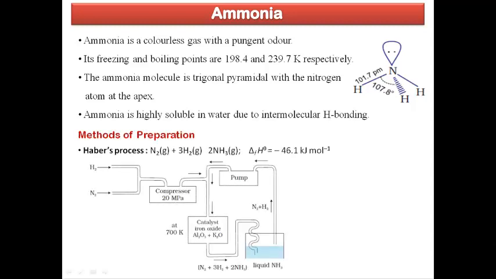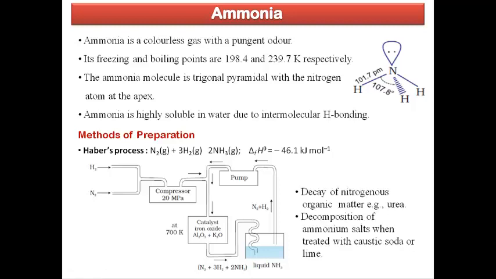A very important method of preparation of ammonia is Haber's process. In Haber's process, nitrogen gas is made to react with hydrogen gas in the presence of iron catalyst, and the promoters used here are alumina with potassium oxide or even molybdenum. The conditions required to prepare ammonia from nitrogen and hydrogen are 700 Kelvin temperature, very high temperature, and the pressure of 20 megapascals.